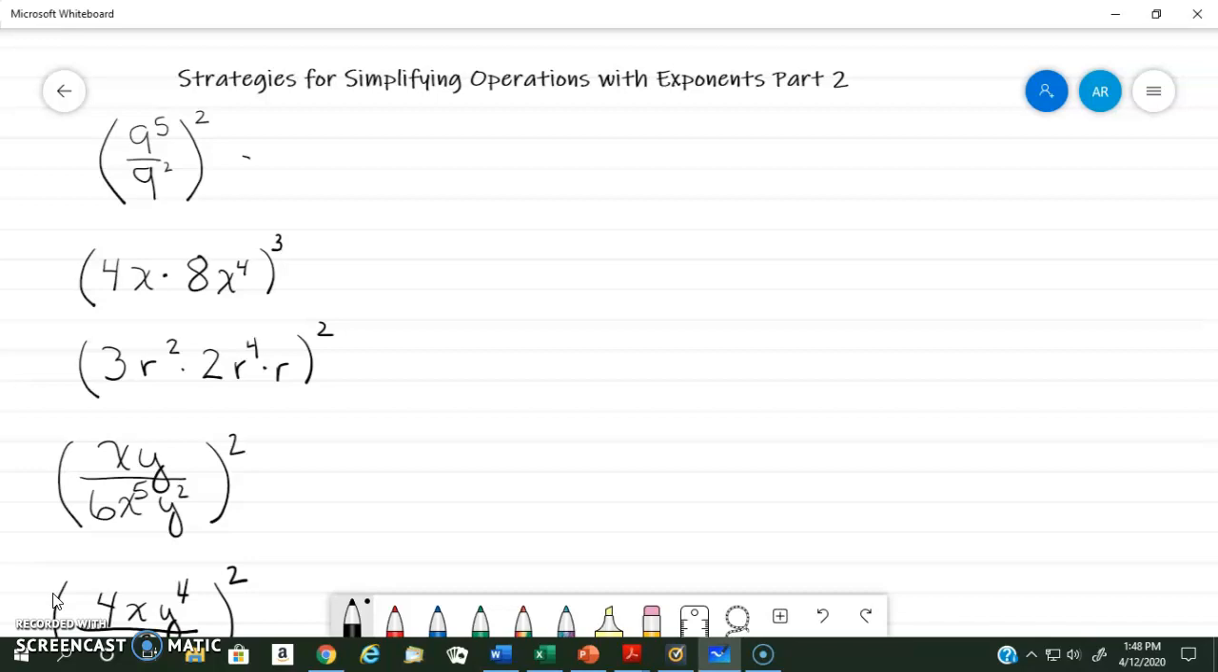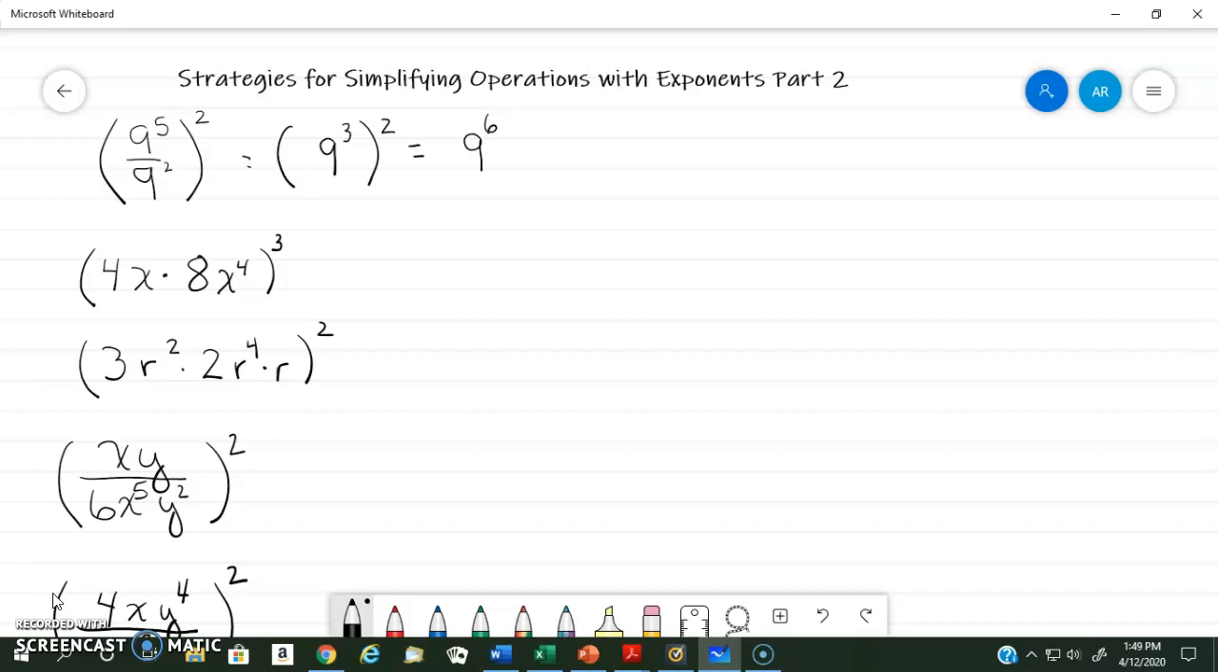So what I'm going to do here is apply my quotient rule, which tells me that 9^5 divided by 9^2 is the same as keeping the base of 9 and subtracting the denominator's exponent from the numerator. So I'm going to get 5 minus 2 is 3. So I get (9^3)^2. And now I'm going to apply my power to a power rule where I multiply the exponents. So I keep my base of 9, and 3 times 2 is 6.